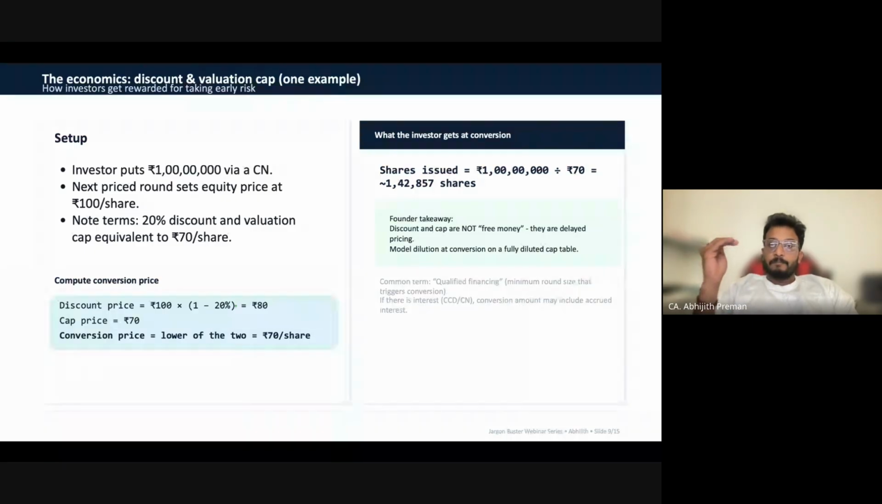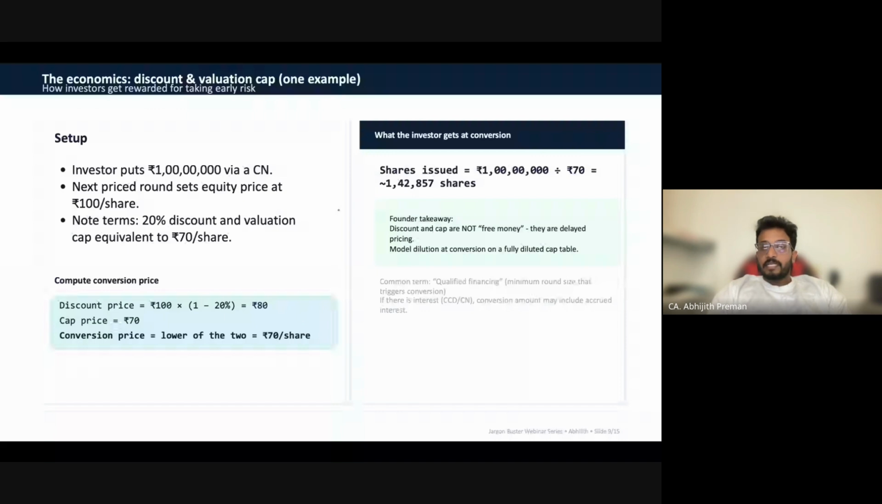Again, the valuation cap is the maximum price you can offer to that investor for conversion. So for example, if the valuation cap is 90 rupees, in that case you get a discount price of 80 rupees, but the valuation cap is 90, so you will convert it at 80 rupees. But here, since the valuation cap is specifically mentioned, even though the discounted value is 80 rupees, you cannot go above that valuation cap. So you have to convert the shares at rupees 70 per share.